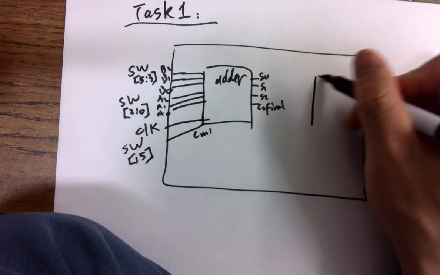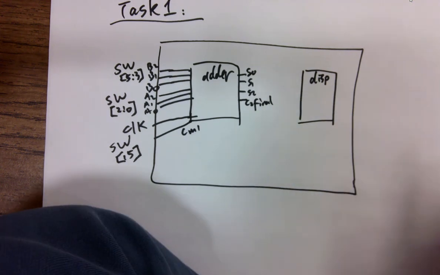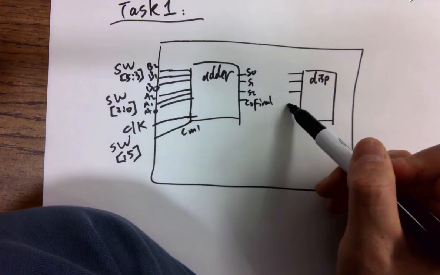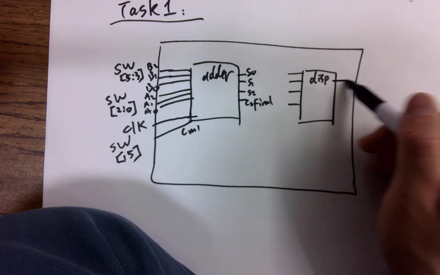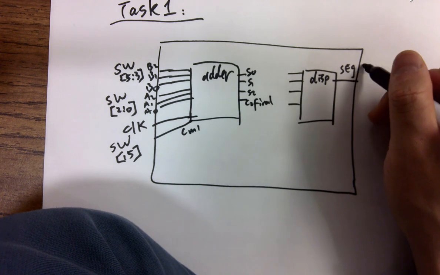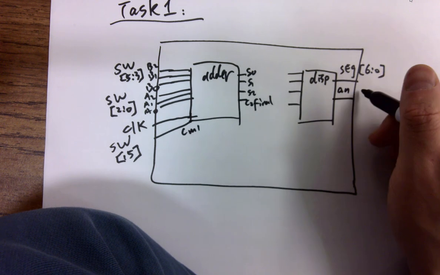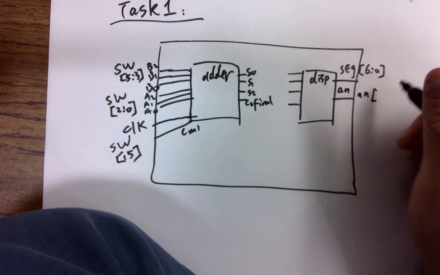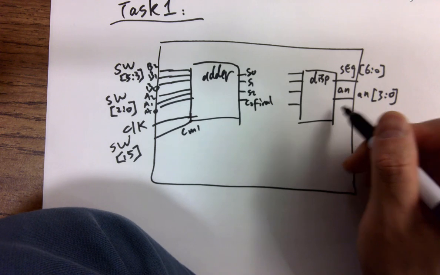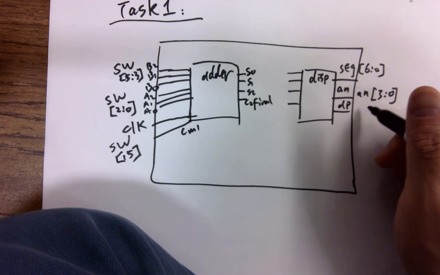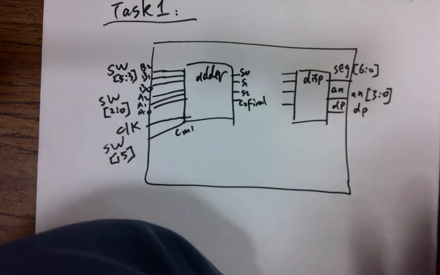And we need a display module. The display module is a decoder that controls the 4-bit input. Because of the display module, we need to connect to SAG, right? SAG is from 6 to 0. And you need AN, which is 3 to 0, because there are 4 units, right? And you also need a decimal point. The decimal point is just 1 bit, DP. It's a hardware resource. It's a keyword.